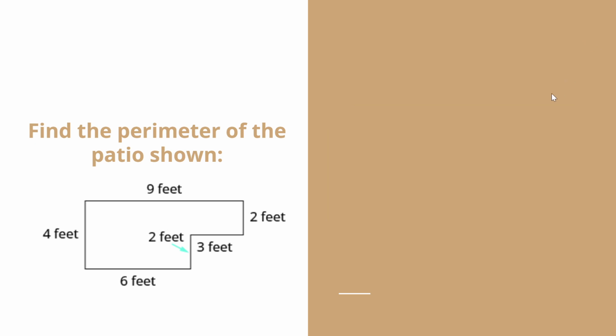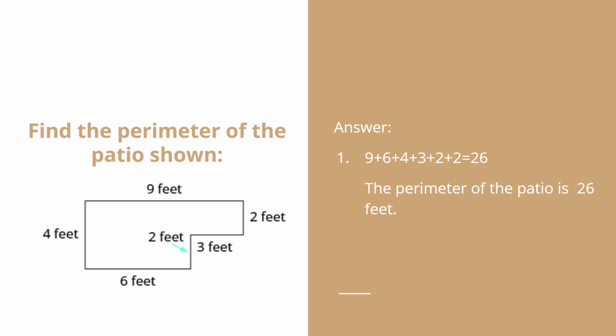Okay, time's up. The answer is 9 plus 6 plus 4 plus 3 plus 2 plus 2. So it's 26. It's like 9 plus 4 plus 6 plus 2 plus 3 plus 2. So 6 plus 4 is 10. 10 plus 5 is 15. 15 plus 11 is 26. So the perimeter of the patio is 26 feet.